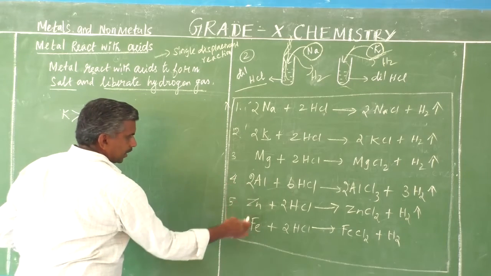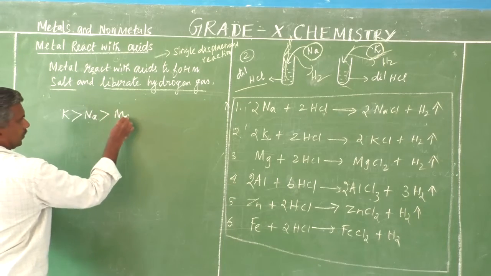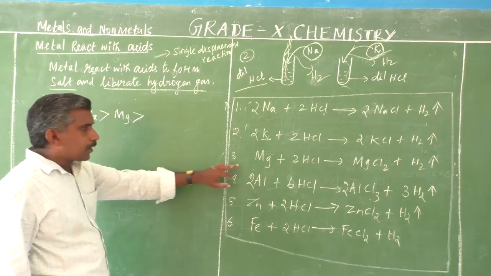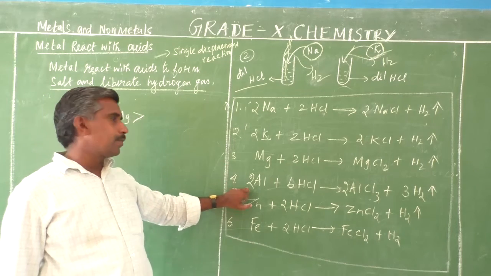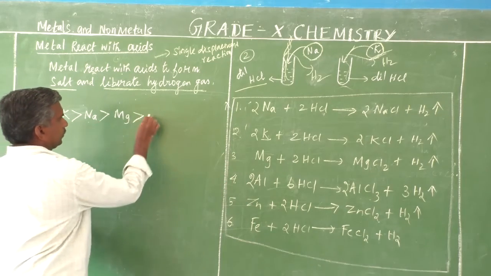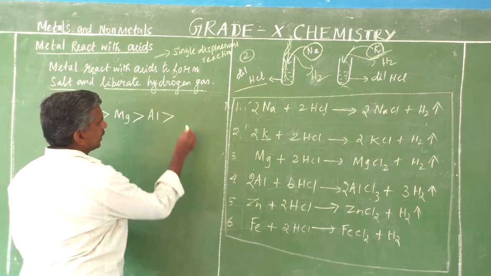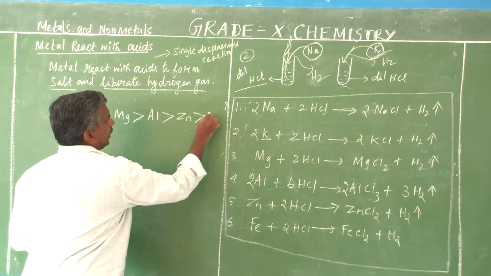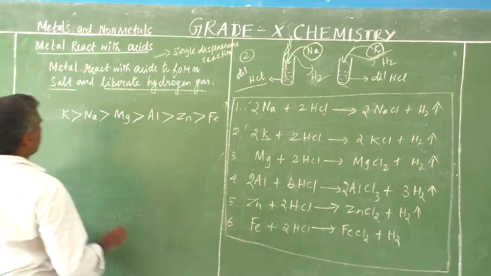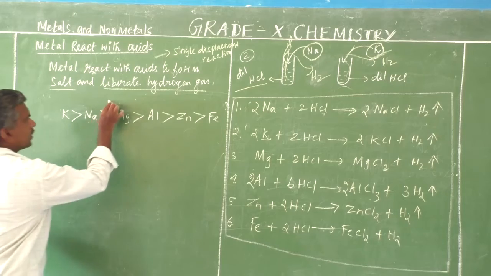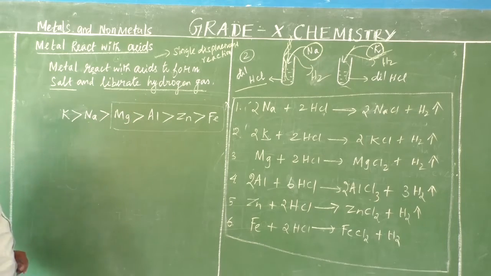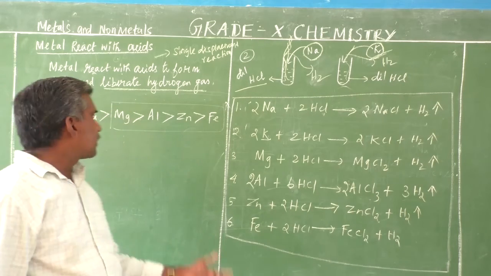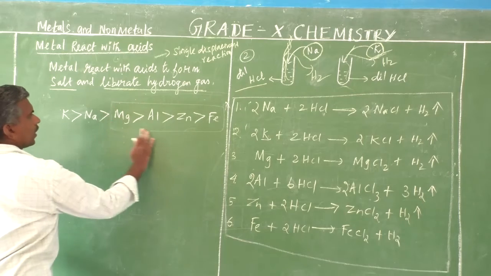Comparing aluminium, zinc and iron: after magnesium, the next reactive is aluminium, then zinc, then iron. In your textbook a different sequence is given, but this is also correct.